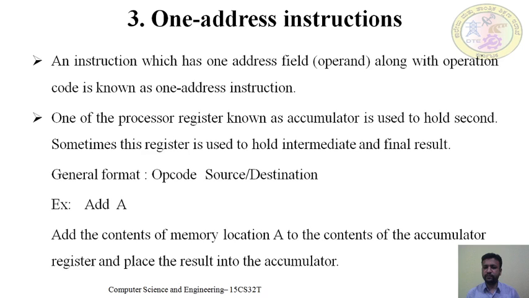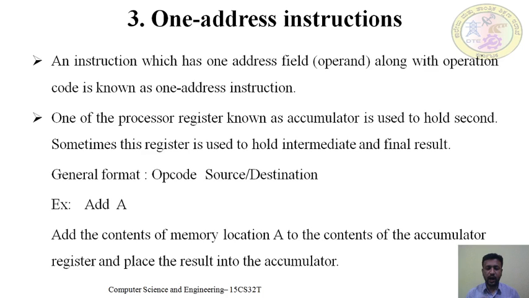Let's look at the example. Example, add A. Here A is the single operand, add is the addition. In this case, add the contents of memory location A to the contents of accumulator register and place the results in accumulator. In this case, A is a source operand. So the contents of A are added to the contents of accumulator and the results stored in accumulator. So here the accumulator is the destination. The contents of A are added to the accumulator register and the results stored in the accumulator register.